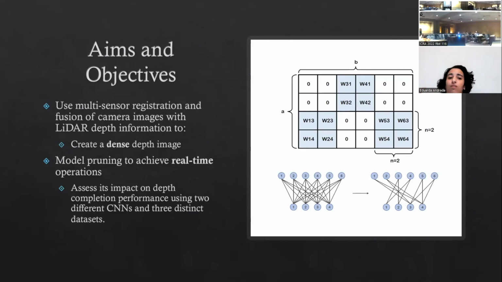Pruning allows us to achieve real-time operation, and this paper assesses its impact on depth completion performance using 2 different CNNs and 3 distinct datasets. Basically, model pruning lowers the number of weights and connections in the neural network, as you can see in the image, that are deemed redundant.